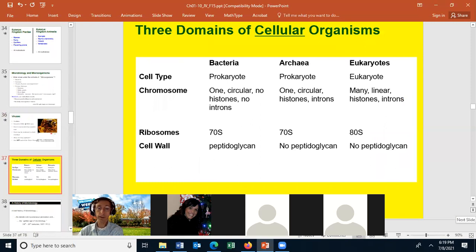So this is comparing the three domains of cellular organisms, the bacteria, the archaea, and the eukaryotes. The bacteria and the archaea have a cell type of prokaryotes. The eukaryotes have a eukaryotic cell type. The bacteria generally have one circular chromosome. That chromosome has no histone proteins on it, and there are no introns in the gene. And I'm sure many of you do not know those terms. We'll be talking about them in the class.